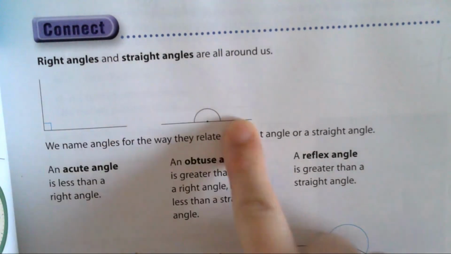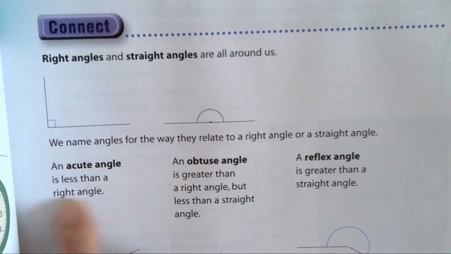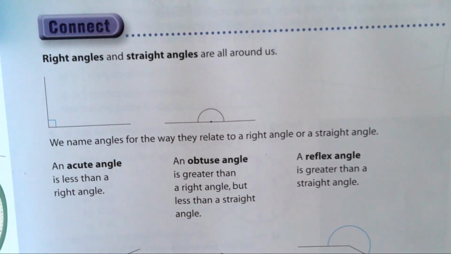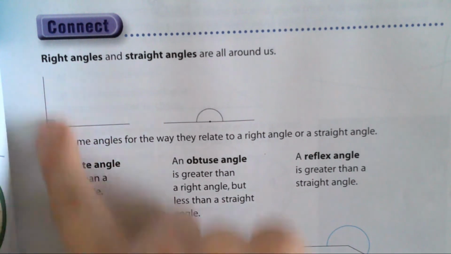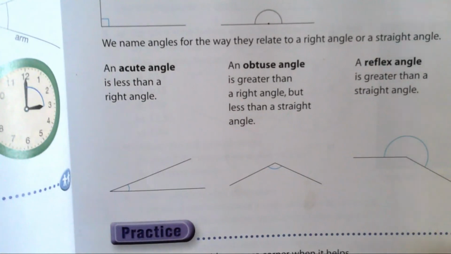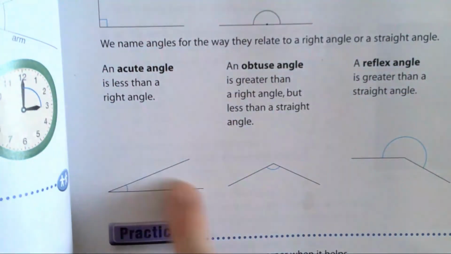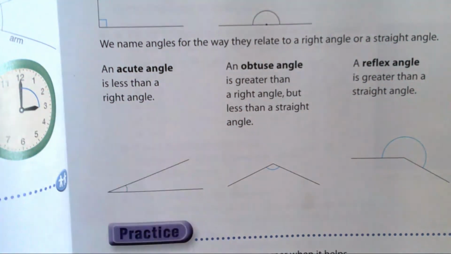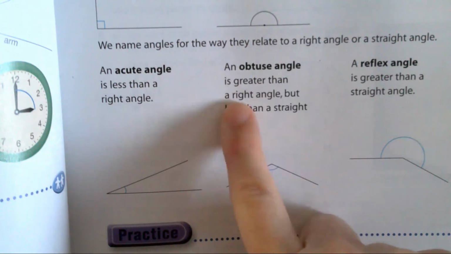So an acute angle is less than a right angle. So the distance between this arm and this arm is less than this right angle up here. Oh, I am so sorry that you cannot see this. See if I can adjust. There we go. This one. These arms are not as far apart as the right angle. Now, an obtuse angle is greater than a right angle, but less than a straight angle.